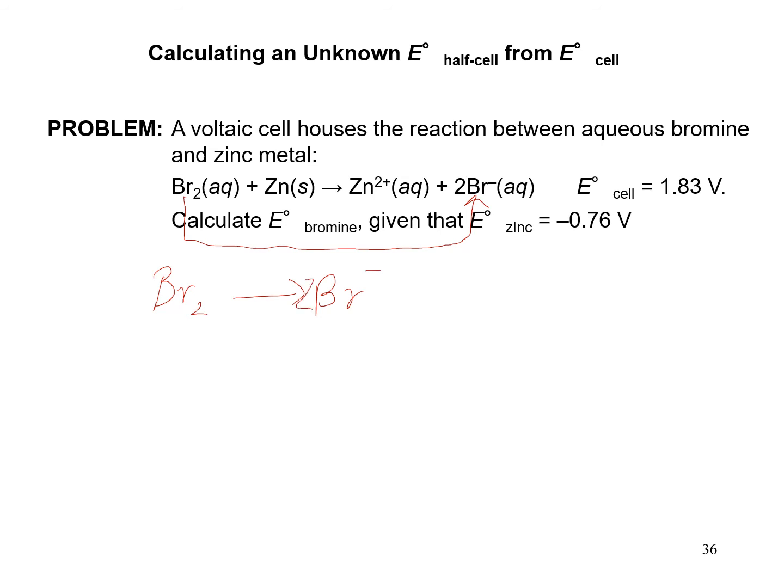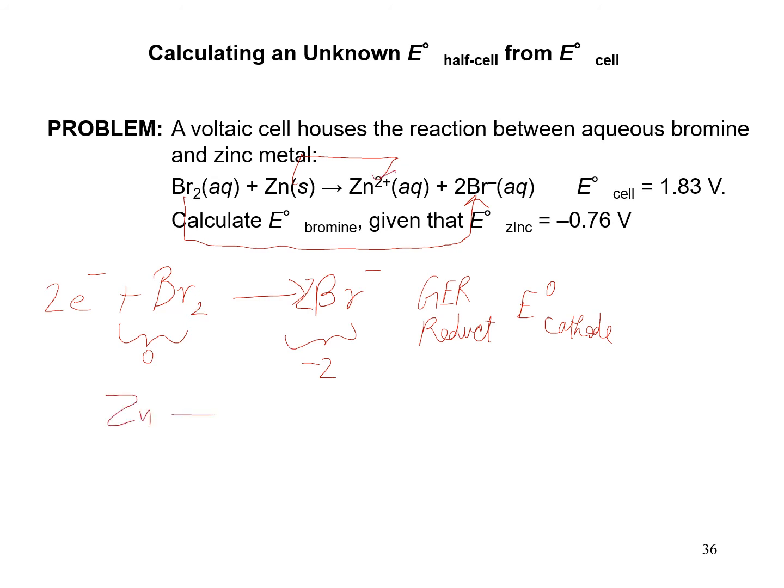Balance it. Br2, 2Br minus. Now balance the charge: 0 on this side, minus 2 on this side, so I add 2 electrons on this side. If I add 2 electrons here, that means this is addition of electrons, so gain of electrons, meaning this is reduction. So where would this happen? This would be happening at E naught, whatever is the Br, is E naught for cathode, because it's reduction reaction, which automatically makes the other one anode, oxidation, but we'll confirm.